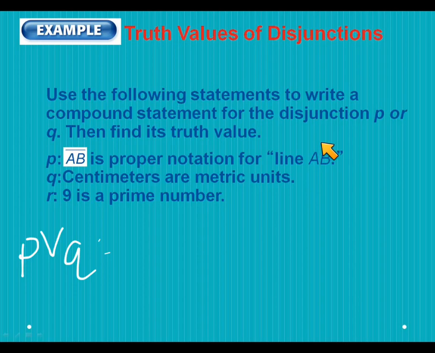Now, let's take them individually. This first part, AB is the proper notation for line AB. Is that true or false? Be careful here. That's false because this is line segment, right? Line would have arrows on the end. Okay. How about this part?